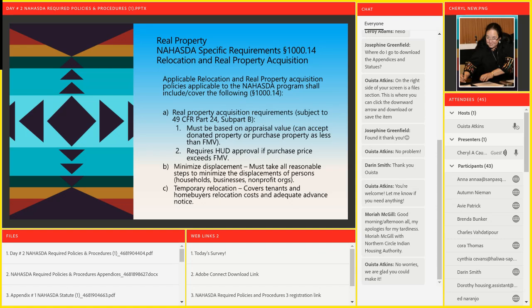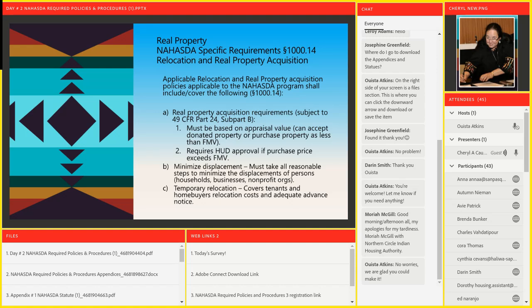You're to minimize displacement. You have to take all reasonable steps to minimize the displacement of persons, households, businesses, and nonprofit organizations. Temporary relocation covers tenants and homebuyer relocation cost and adequate advance notice. Okay, this can kick in in other cases. You have an apartment building and somebody's using meth, or you have a fire, or you have to relocate people through no fault of their own. Sometimes these relocation rules kick in. Be very careful with them. Call your HUD office. That's what they are there for. They will help you. Say, hey, I just had this happen.